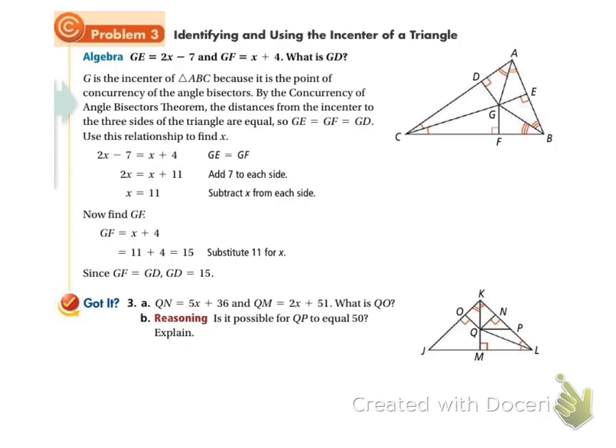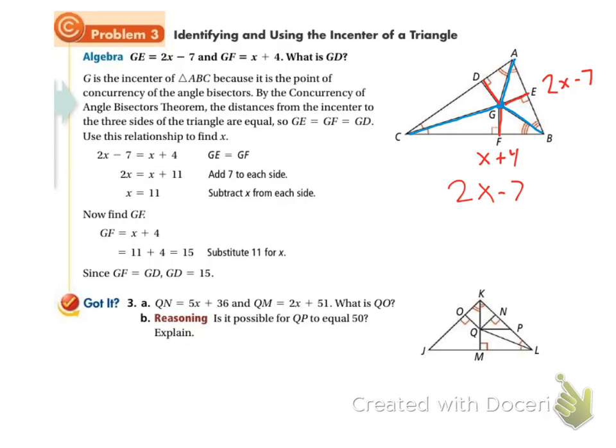Okay, so if we look at theirs, I'm going to start labeling it with colors here. Here's an angle bisector, here's an angle bisector, and here's an angle bisector. So G is the point of concurrency. I know by my theorem that these guys, because they're drawn perpendicular there, are equal. So in this one I'm told GE is equal to 2x minus 7 and GF is equal to x plus 4. So I can solve for x and set them equal to each other. I know they must be equal because they're congruent.